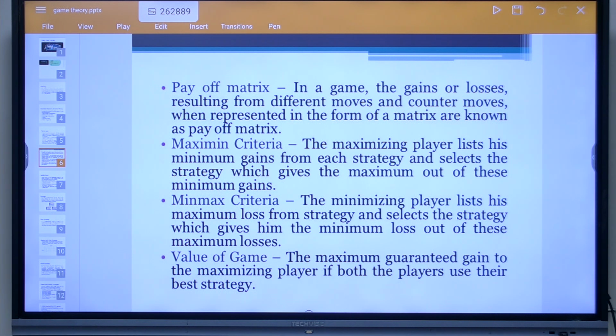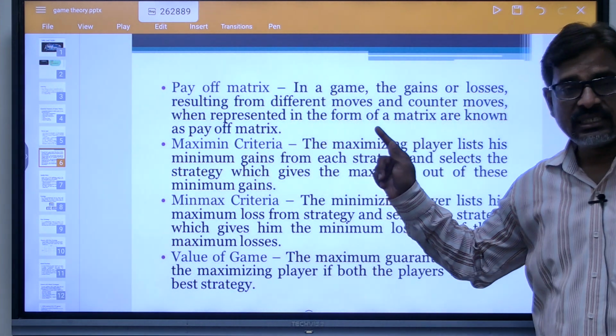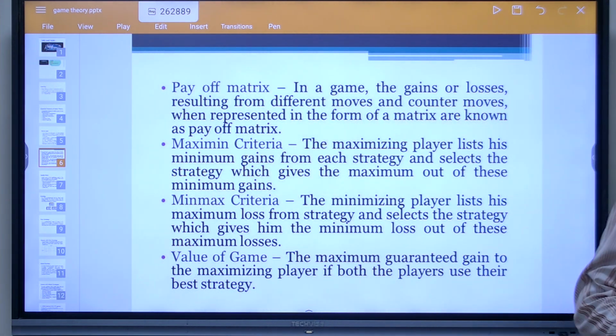In a game, the gains or losses that result from different moves and countermoves, when represented in the form of a matrix, are called the payoff matrix. That means whatever results we obtain between the opponents and competitors A and B, the representation of these in the form of a matrix, row and column wise, is the payoff matrix.